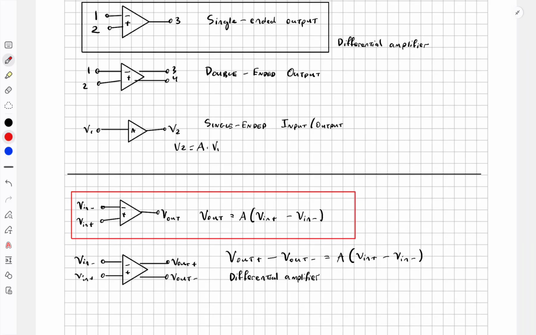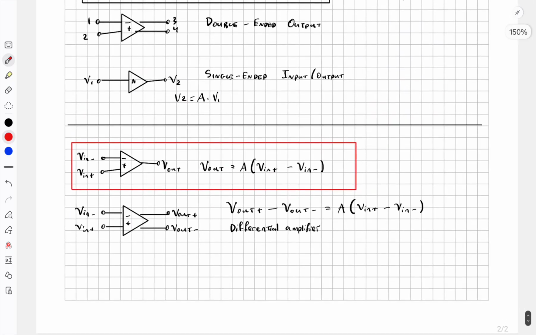So the question at this point is probably, why do we care about only amplifying differences in signals and then rejecting the commonalities? What is the motivation behind what we're learning all of this for?